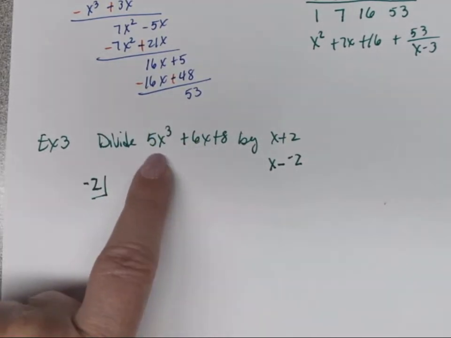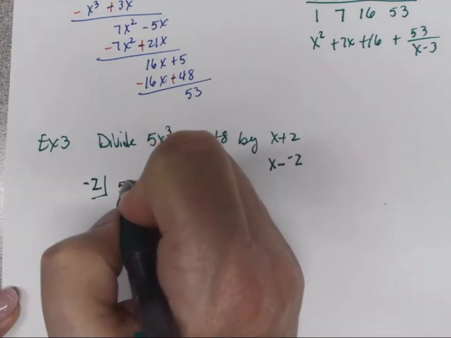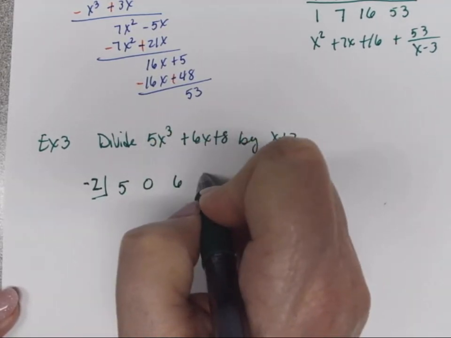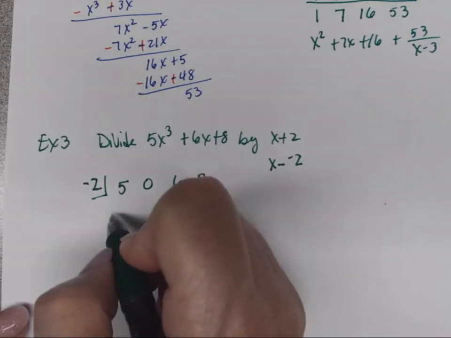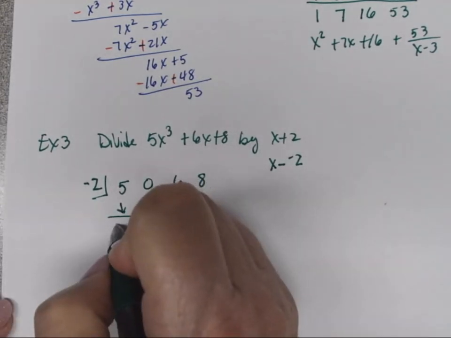And we have to zero fill. So I have an x cubed and I have an x, but I don't have any x squareds. So I'm going to put a 5, a 0 for the x squareds, a 6, and an 8. Because you have to allow that when you do the division, you're probably going to end up with an x squared term.